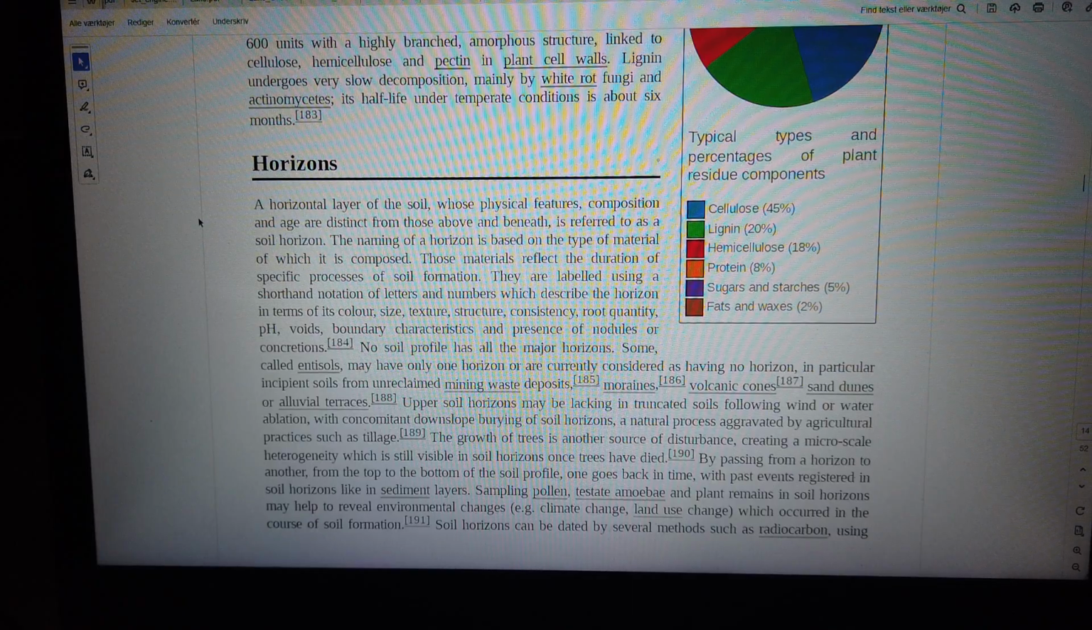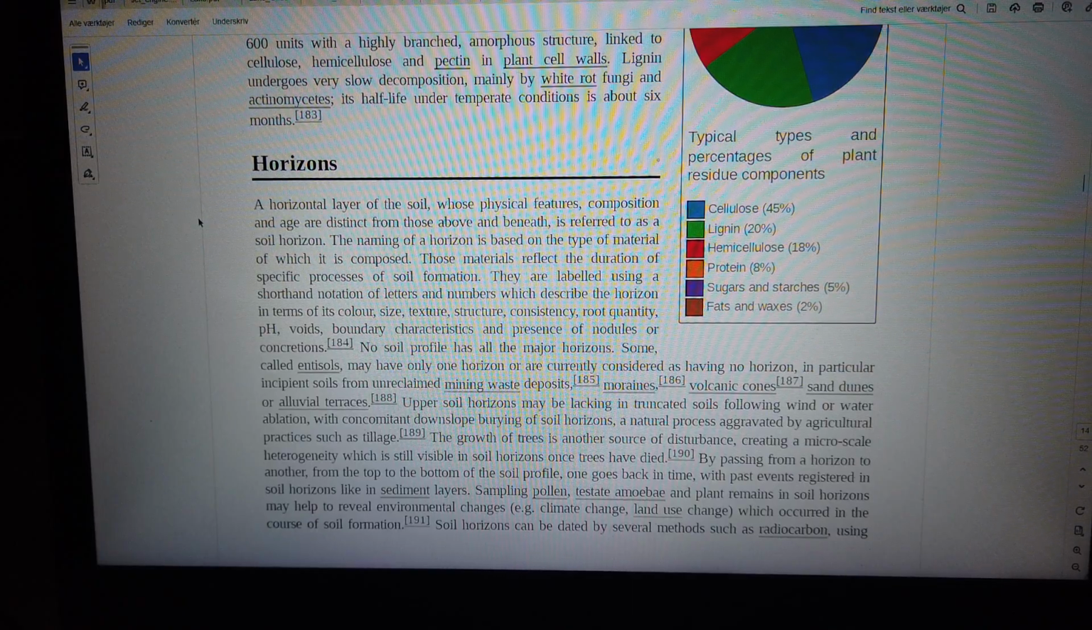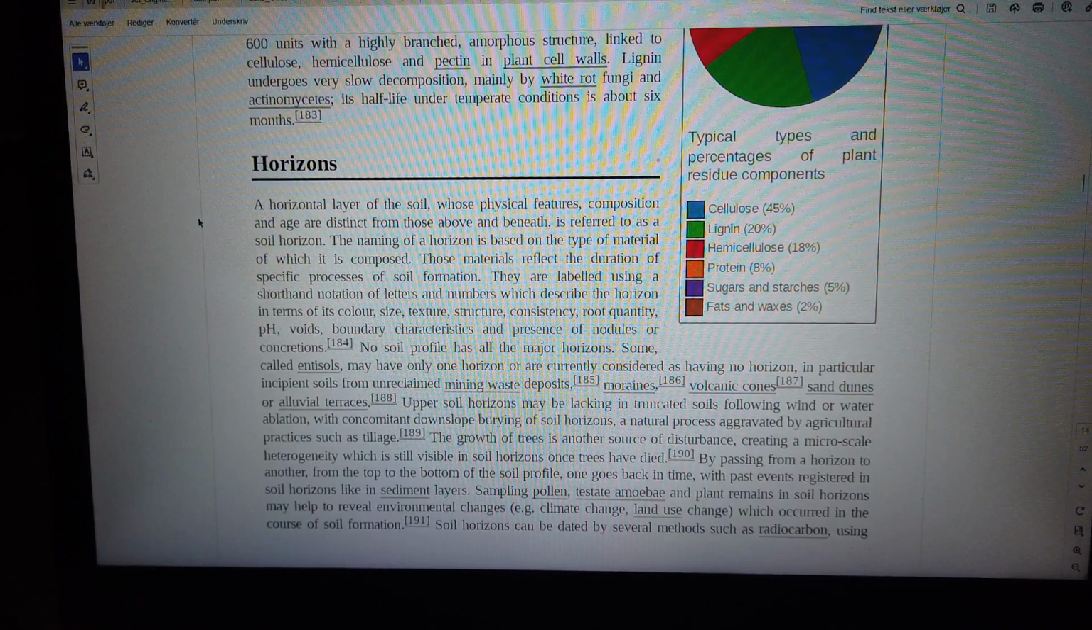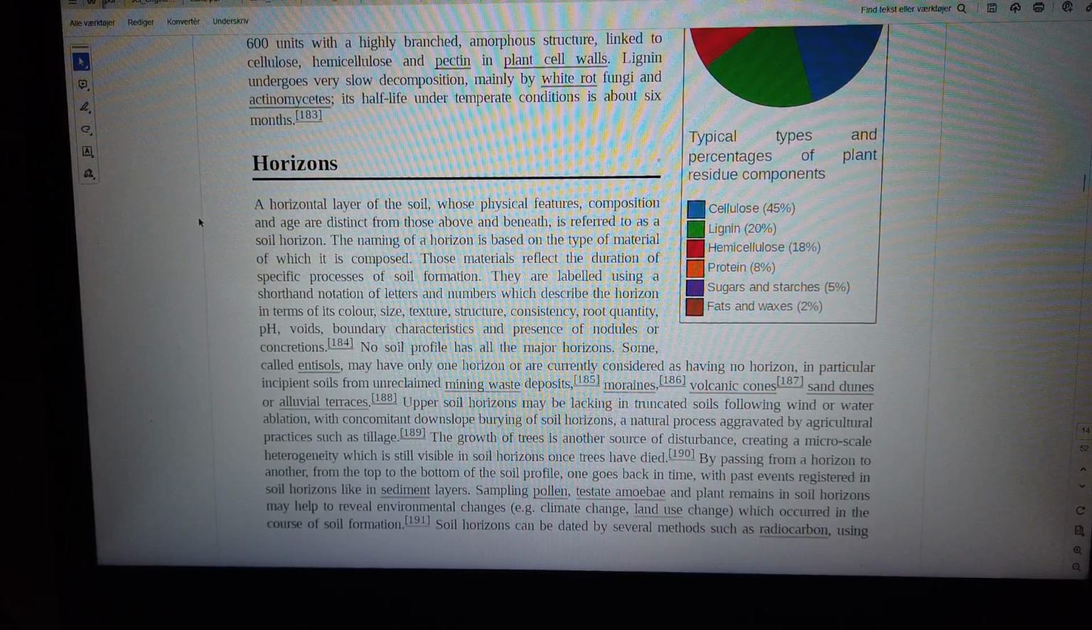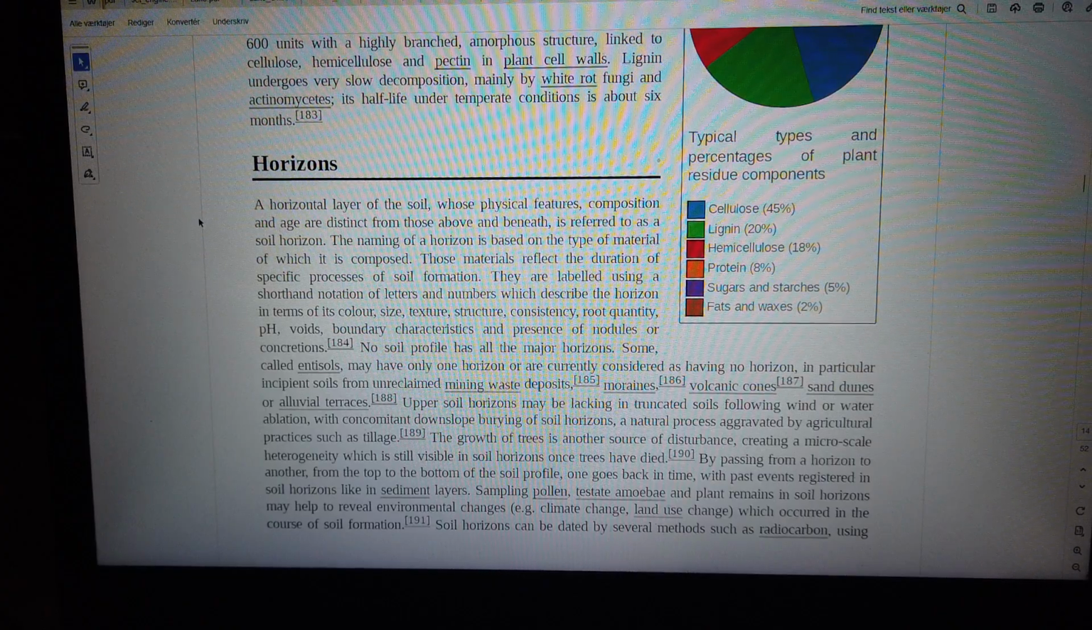188. Upper soil horizons may be lacking in truncated soils following wind or water ablation, with concomitant downslope burying of soil horizons, a natural process aggravated by agricultural practices such as tillage.